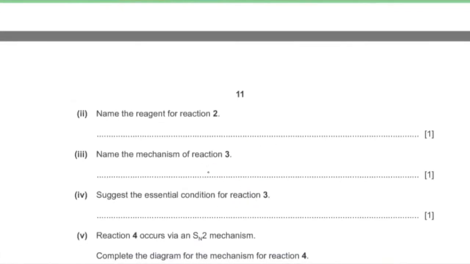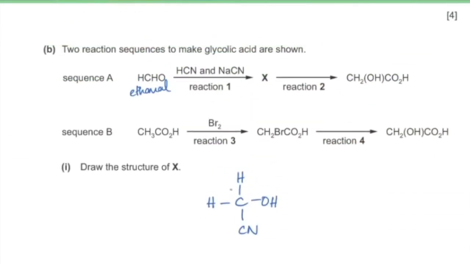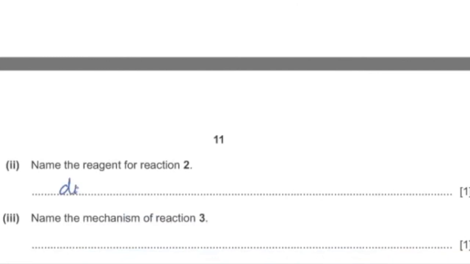Part 2, name the reagent for reaction 2. So reaction 2 is turning this nitrile group to a carboxylic acid group, and that requires dilute HCl. So we can write dilute hydrochloric acid.